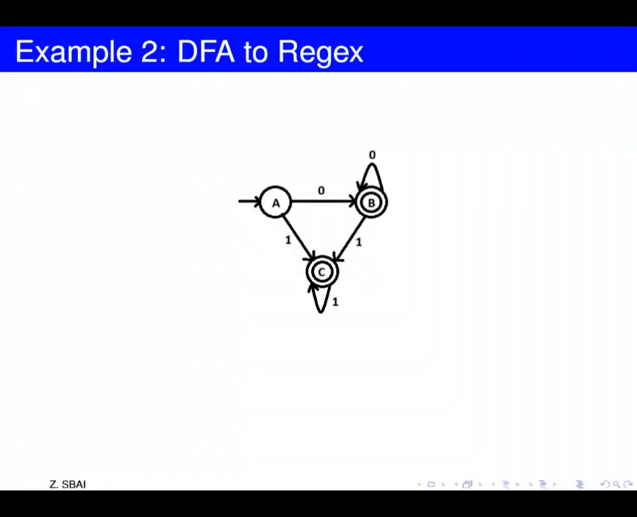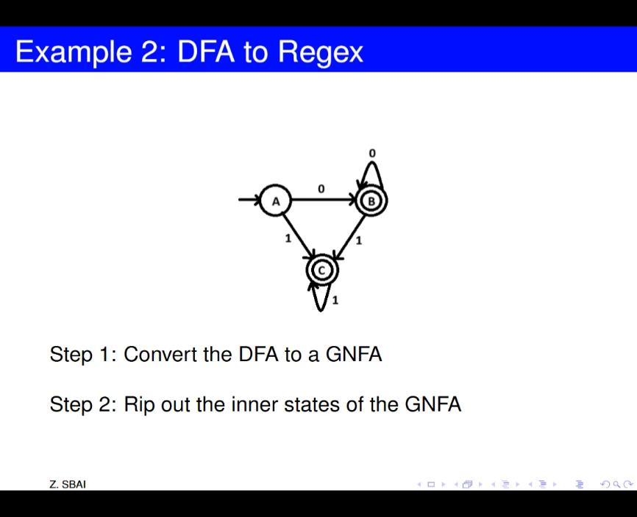Hello, in this video we will show how to convert this deterministic finite automaton to a regular expression. For this, recall that we have two steps. Step 1 is to convert this DFA into a generalized non-deterministic finite automaton, and step 2 consists of ripping out the inner states of the GNFA.